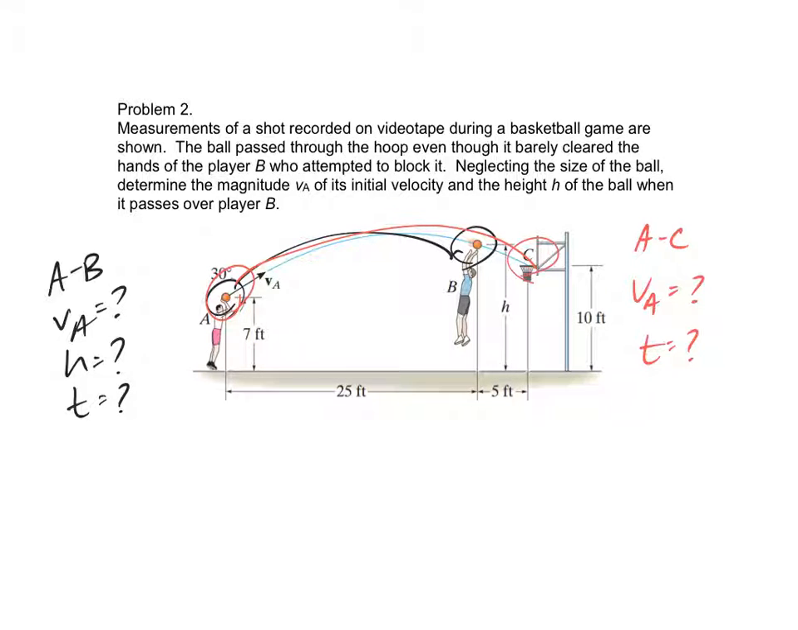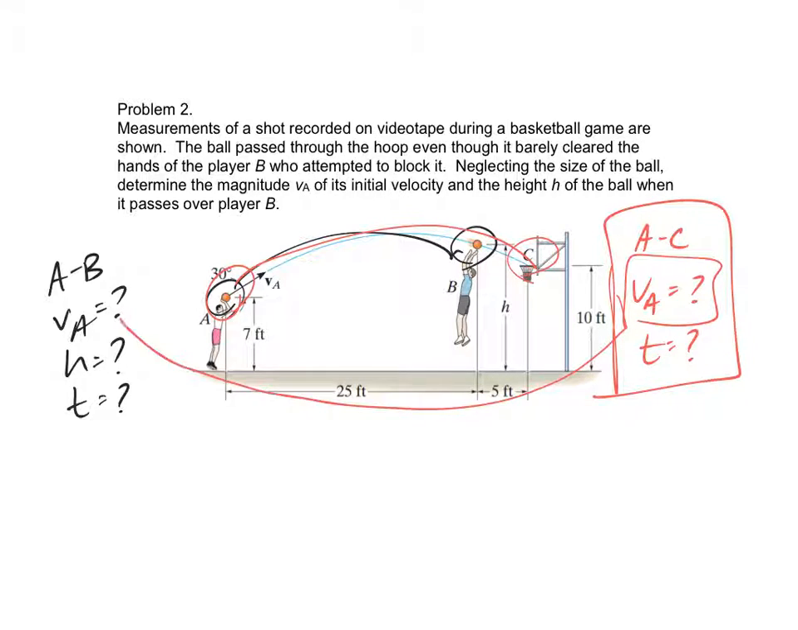So my roadmap for this problem is, let me go from A to C and solve for these 2 unknowns. And then let me plug in the VA that I find, not the T, since T is different, but plug this VA in over here, and then redo a projectile problem from A to B. Now that I know VA, I'll have 2 unknowns, H and T. So let's try that. I'm going to go from A to C.